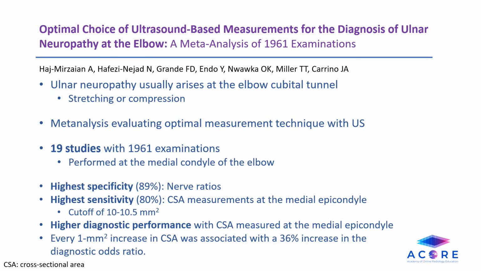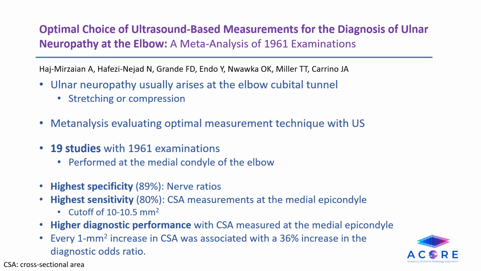Another AJR article looking at ulnar neuropathy and optimal diagnosis. It is a meta-analysis looking at 19 studies with 1,961 examinations. Ulnar neuropathy usually arises at the elbow cubital tunnel as a result of stretching or compression of the ulnar nerve. So they wanted to see the optimal technique for measurement with ultrasound to diagnose ulnar neuropathy at the elbow.